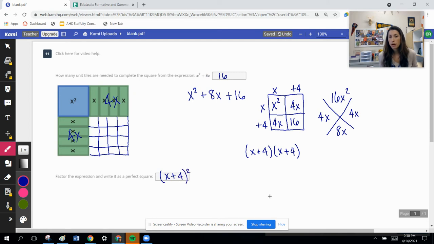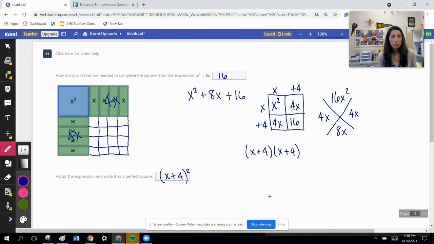The number that goes here in your perfect square is going to be half of whatever b is. Whatever your middle number is, you divide it by 2. That's the value that goes into your perfect square.